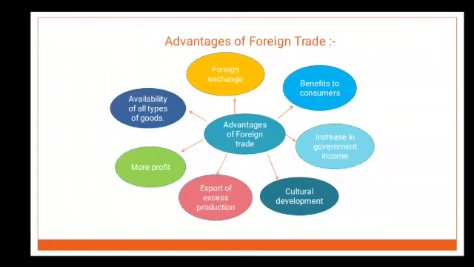Next, 6. More profit. Traders can earn more profit in foreign trade as compared to inland trade. Moreover, a trader gets a choice to sell his products wherever the prices are higher. And last, 7. Availability of all types of goods. All types of goods are made available very easily from other countries which are not available in our country.